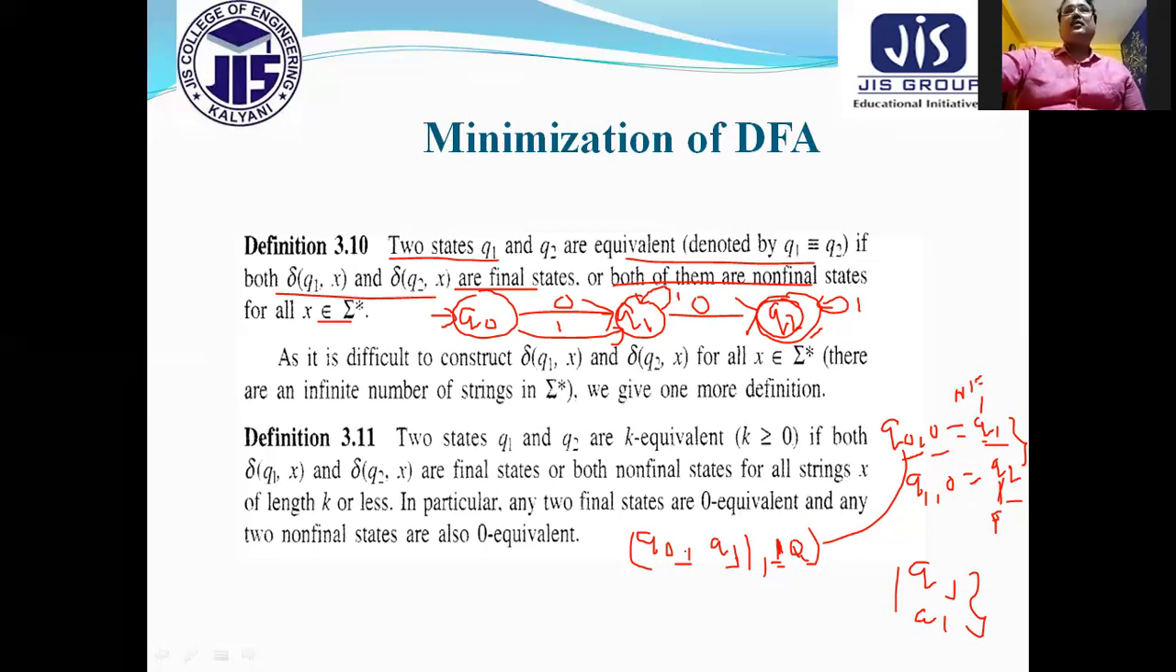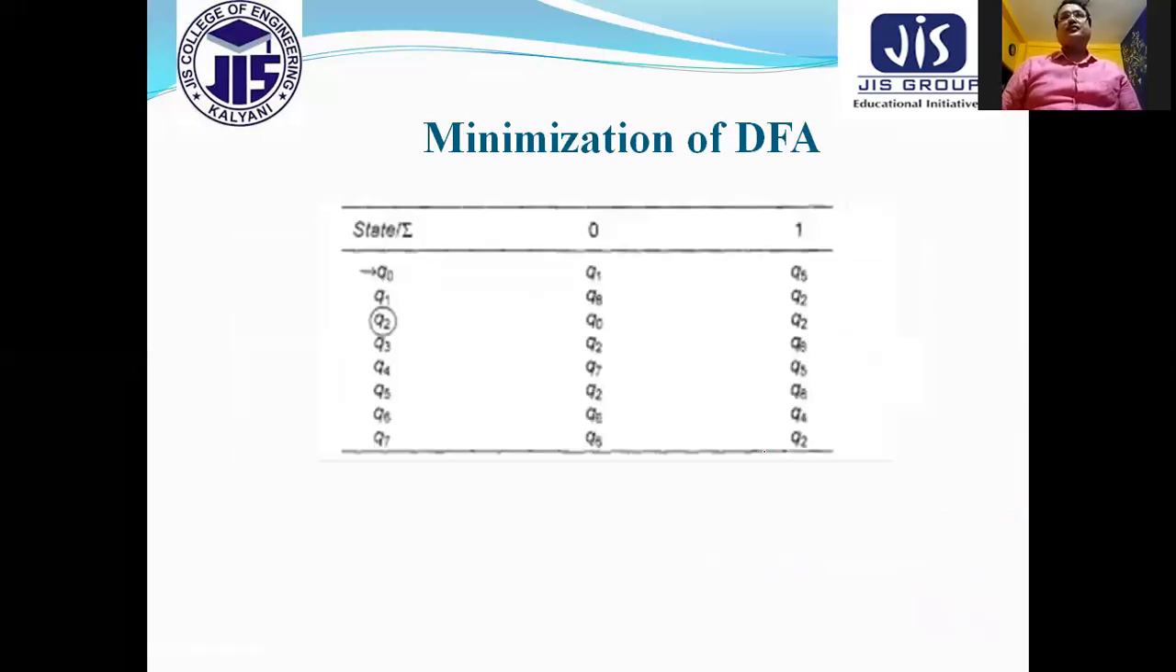I hope this idea is clear. What is the meaning of equivalence of states? After applying the input x, both of them are final states or both of them are non-final states, then they are equivalent. Two states are K equivalent if the length of the string is greater than or equal to K. If the length of the string is 2, I can say they are 2 equivalent. If the length of the string is 3, I can say they are 3 equivalent. I hope this idea is clear to you. Now we are going for the minimization of automata.